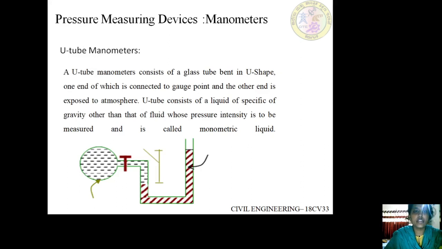U-tube manometer consists of a glass tube bent in U shape, one end of which is connected to the point whose pressure is to be determined, and the other end is kept open to the atmosphere. U-tube manometer contains a liquid of specific gravity other than the fluid whose pressure intensity is to be measured, and it is called the manometric liquid.